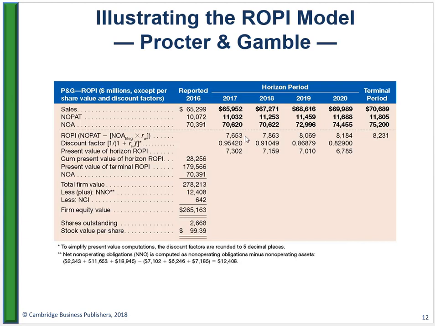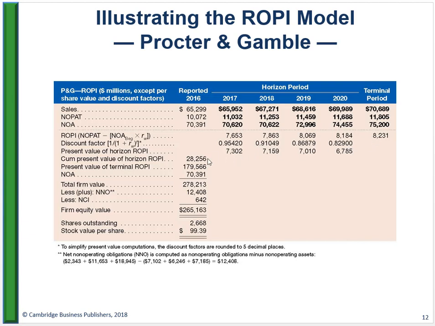to time zero. And the authors here are giving us a discount factor for each year between 2017 and 2020. We can also use a financial calculator or Microsoft Excel, which is what most analysts would use. That gives us a present value of this ROPI calculation in each year out through 2020. And then we similarly have a terminal year calculation.